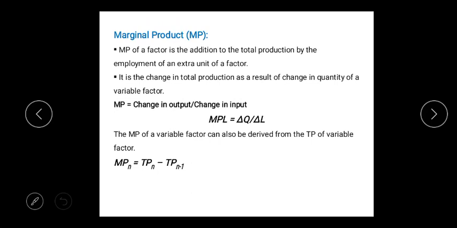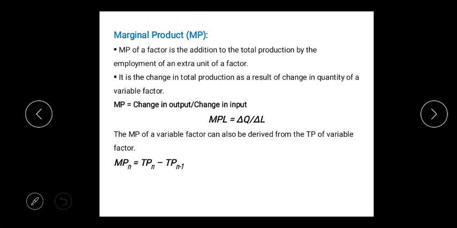Students, marginal product of a variable factor can also be derived from the total product of the variable factor. And the formula for calculating marginal product of a variable factor from total product of that very factor is MPn is equal to TPn minus TPn-1, which means marginal product of nth unit is equal to total product of nth unit minus total product of n minus 1 unit.